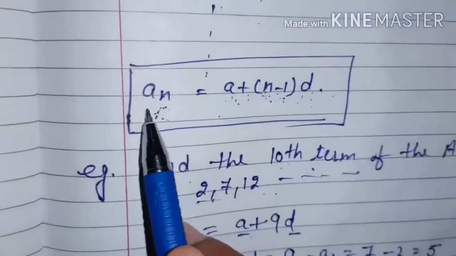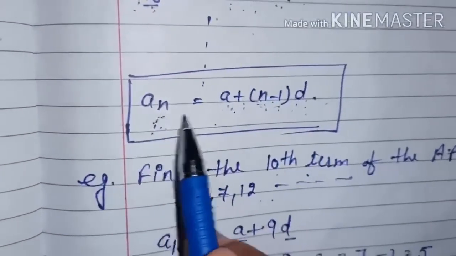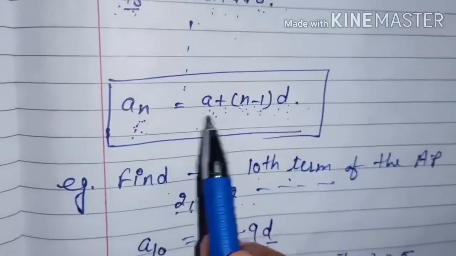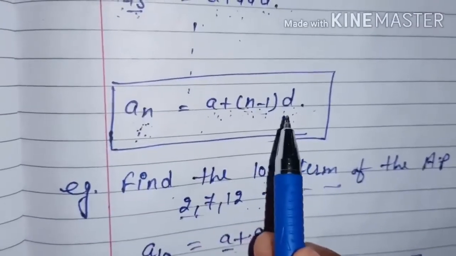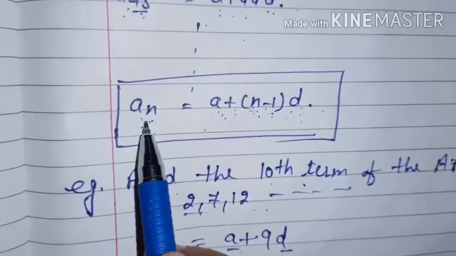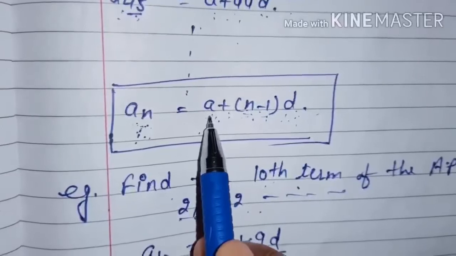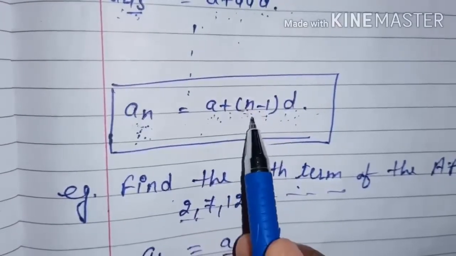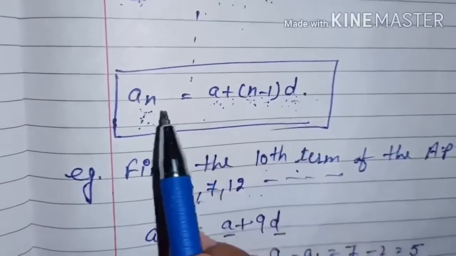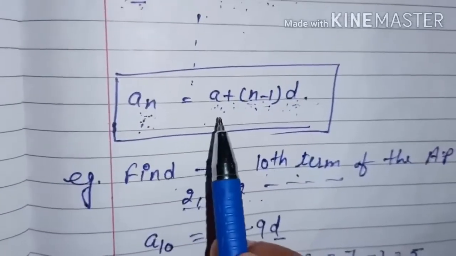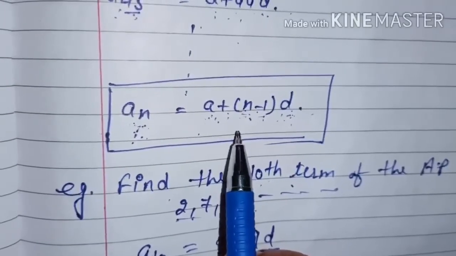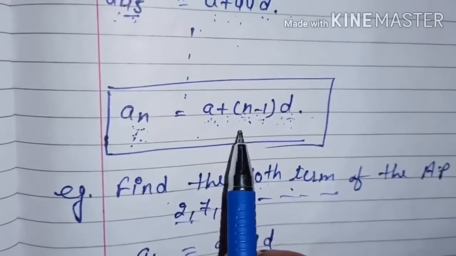You are observing this formula: An is equal to A plus n minus 1 into D. In this formula there are 4 variables. An is the nth term of the AP, A is the first term of the AP, n is the number of terms in the AP, and D is the common difference. It means in this formula we have 4 variables. Out of the 4, if we have the values of 3, then we can find the 4th value.